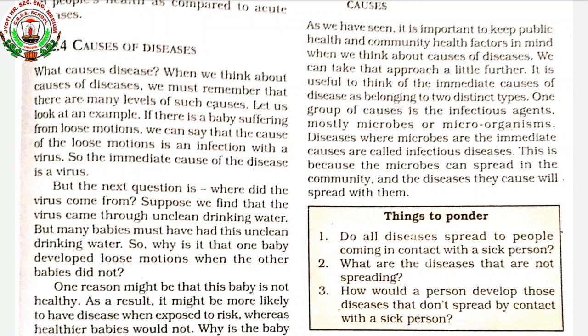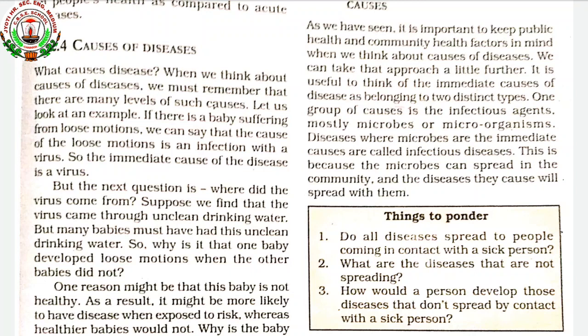So, how many types of disease? Two types. One is chronic disease, and the second one is acute disease. Acute disease means the disease which occurs only for a short period of time, and it can be cured easily. That is called acute disease. Chronic disease means the disease which cannot be cured. It is a very dangerous one, and it is a long-term disease we can say. That is called a chronic disease.